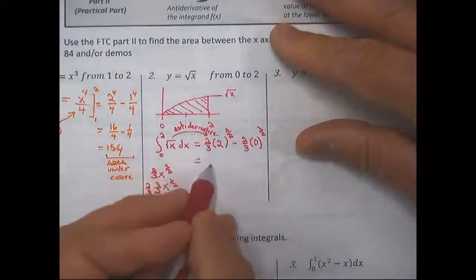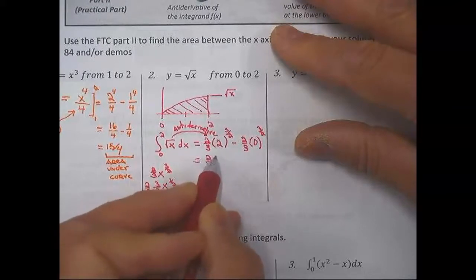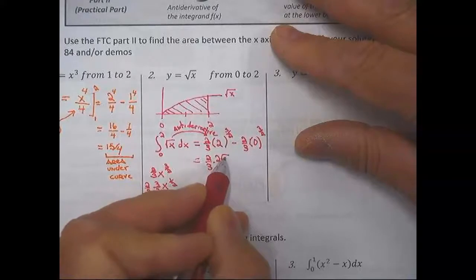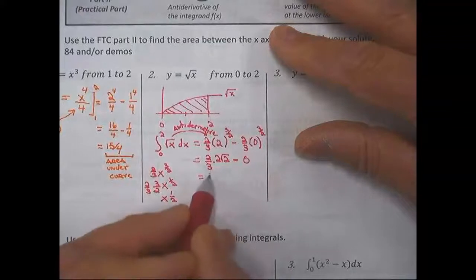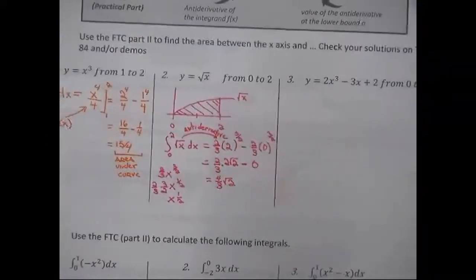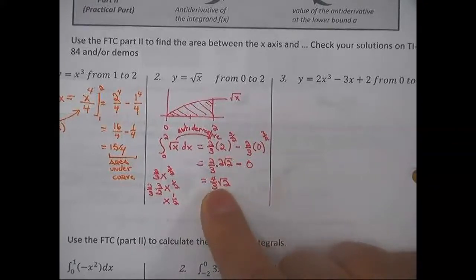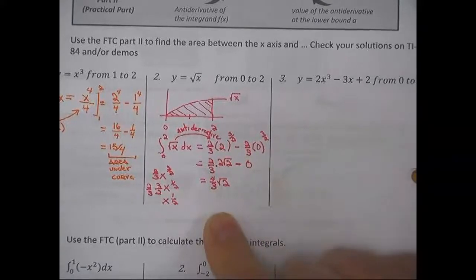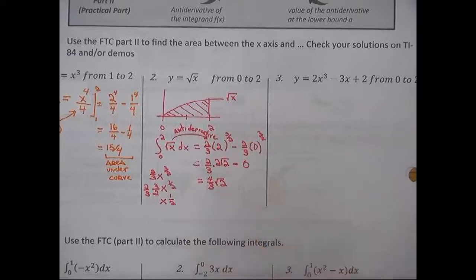Okay, so this is going to be 2/3 times 2 root 2 minus 0. So that's going to be 4/3 root 2. And that's your integral. Now, if you did it on your calculator, you'd have to see what that is as a fraction, and then just compare the two values. Are we okay on how to check this? Yep? Okay.